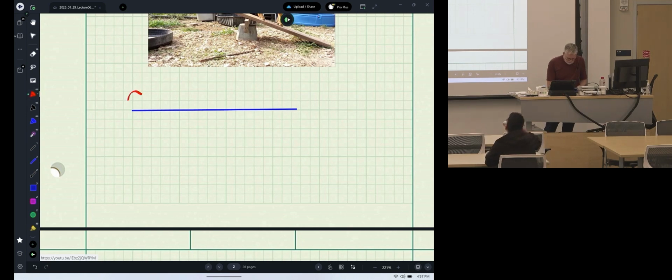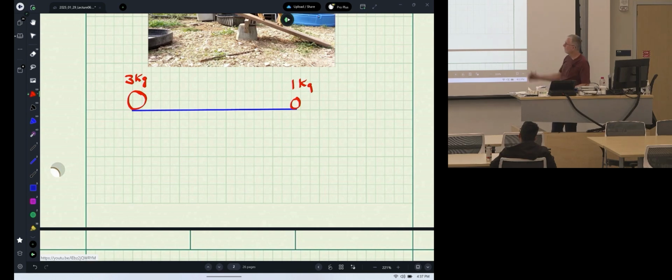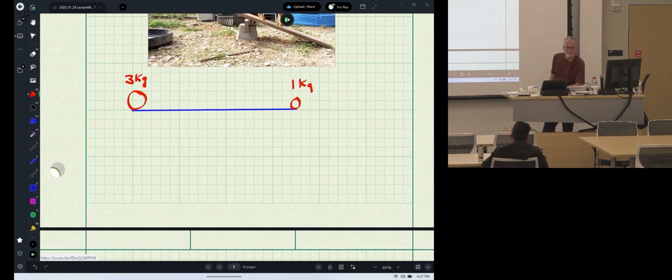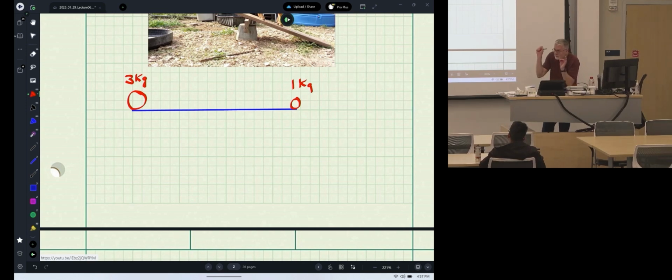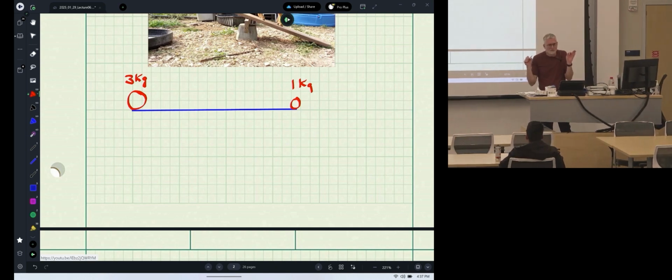Okay, so if I were to put a large mass here, say 3 kilograms, and a littler mass here, 1 kilogram, where do I need to put the fulcrum so that it's balanced? You remember some physics about that? Moment arms, Archimedes again, all those things.